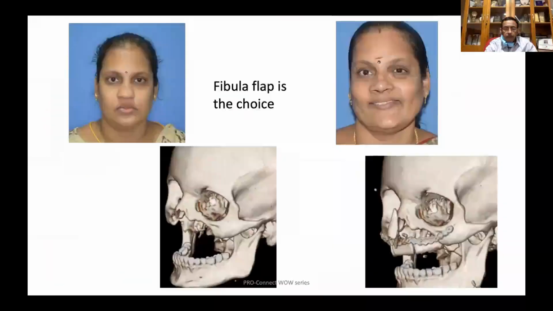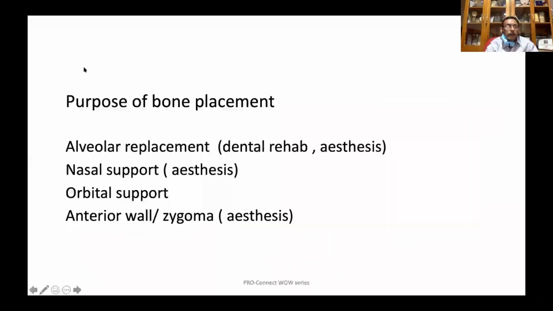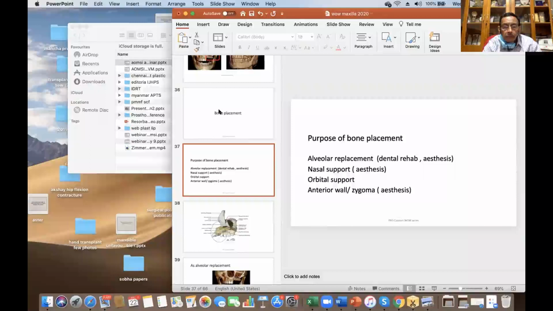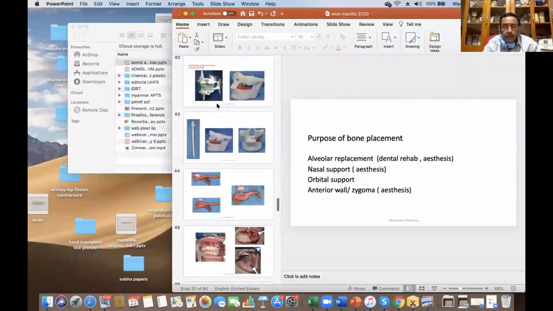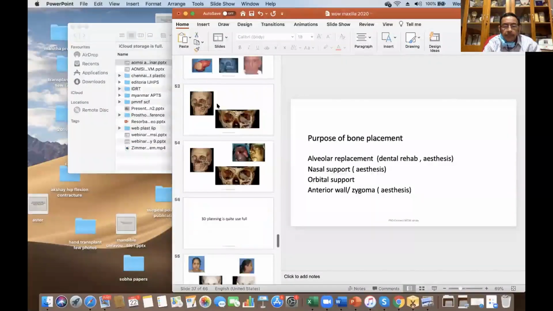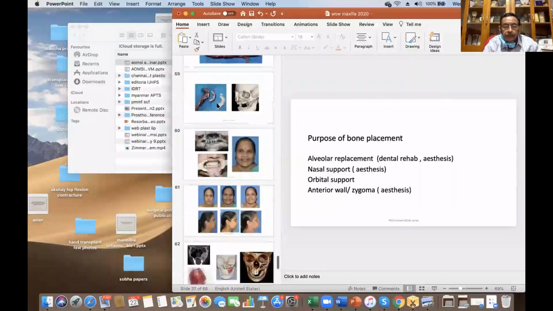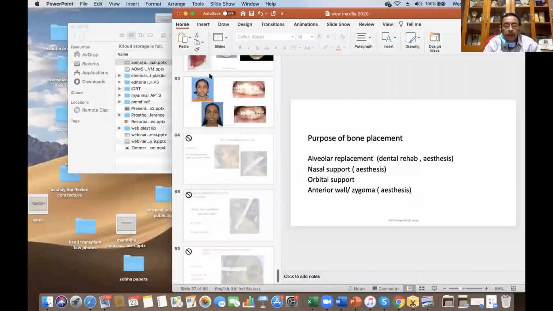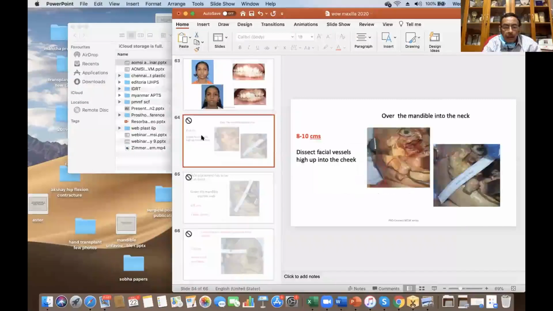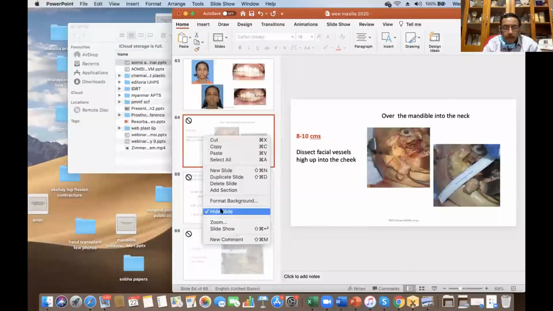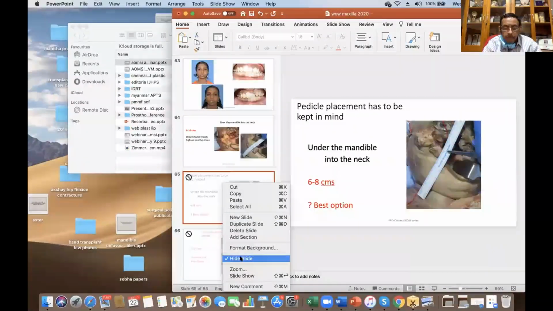Vidya, you'll give me a minute, no? Will you give me a minute? I will. I have those slides of the pedicle placement. I didn't do it here. This is here. Let me unhide it. I was worried about the time.